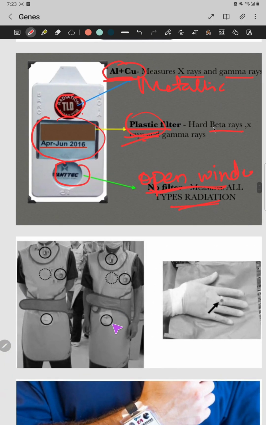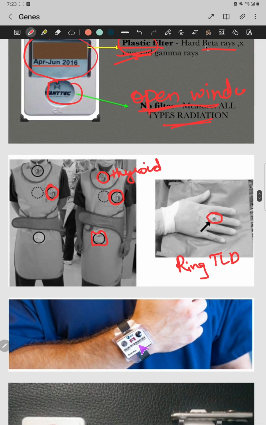Now it has to be worn outside the lead apron, and there are other sites also where it is kept. The most common thing we see is the chest, right? On the chest it is usually kept. It is also kept near the neck, where the thyroid is, to measure how much the thyroid is getting. Also near the genital area. Surgeons also have a form of ring TLD. This is called ring TLD. And some people who are dealing with radiopharmaceuticals have a wrist TLD as well.